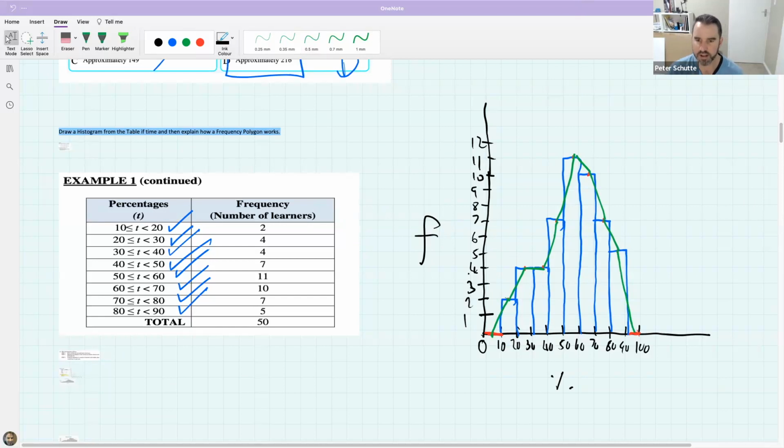Okay, fantastic. All right. So in the first half of today, we've looked at understanding what a histogram is, and we've also looked at what a frequency polygon is and how it's connected to a histogram. And so we've done well. It's time for a break.